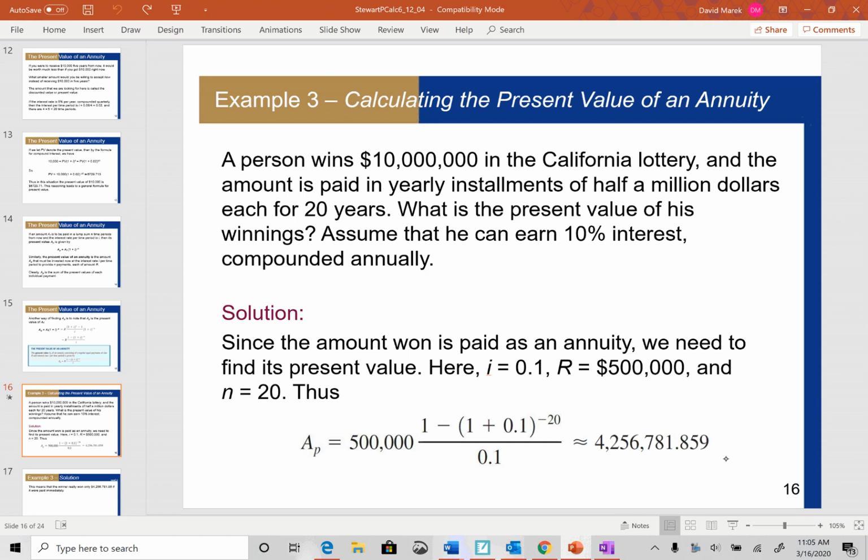Again, just to make the numbers easier, assume we can earn 10% interest compounded annually. So if you're going to get yearly installments for the next 20 years, that means every year they're going to pay you $500,000. So R is 500,000. The interest rate is 0.1, and if it's 20 years, N is 20. So again, just plug that into our formula. 500,000 times 1 minus 1.1 to the negative 20th. Careful about order of operations there. Divided by 0.1.